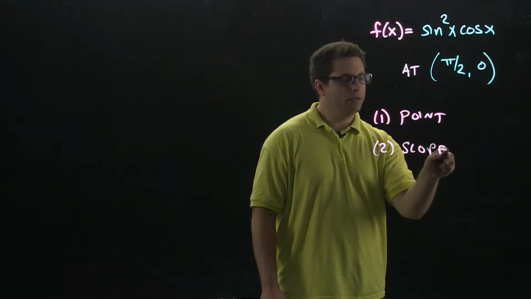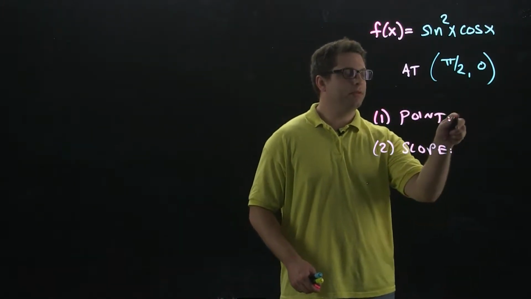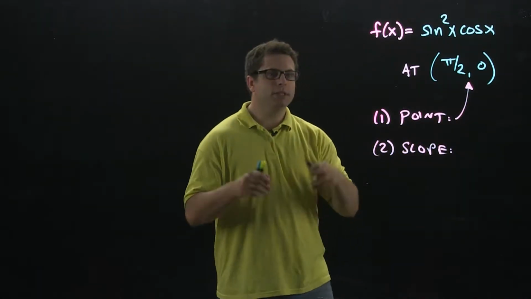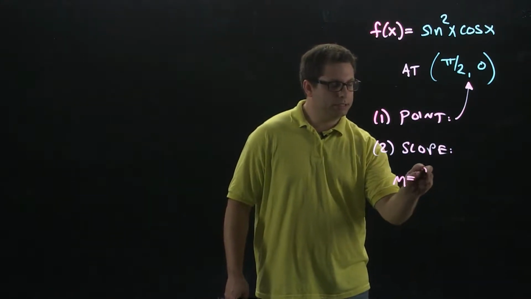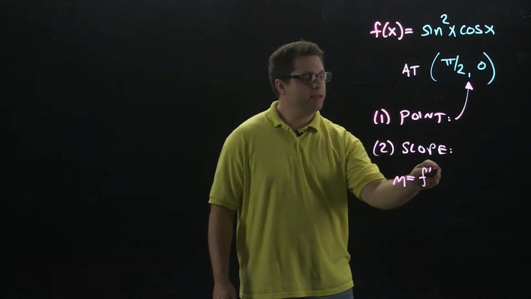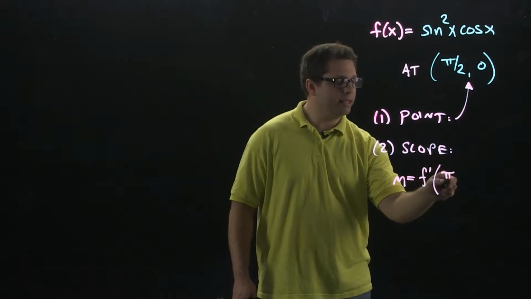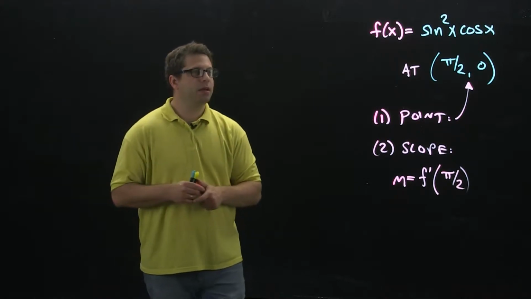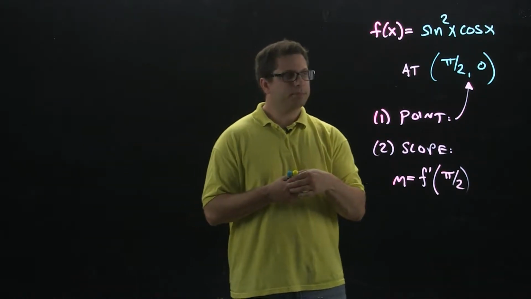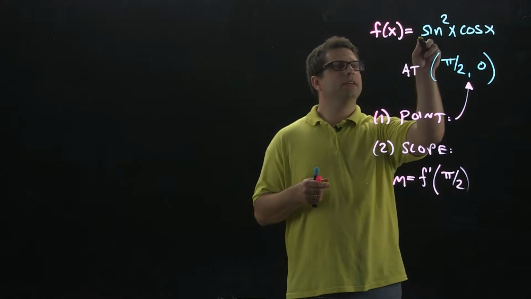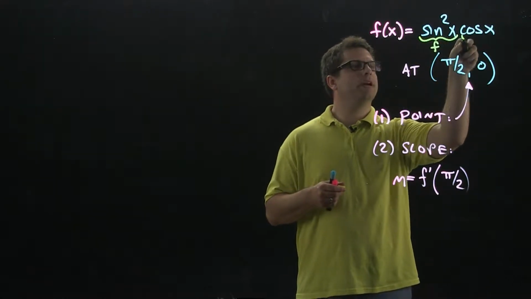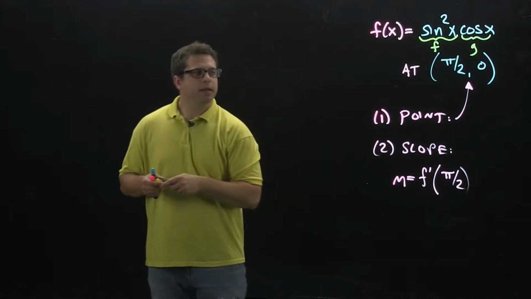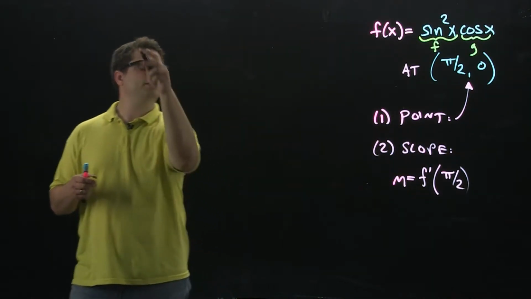Now, luckily, we are given the point already, which is right there. Now, to find the slope, that one's a little trickier. We need to first take the derivative of f, and then once we find the derivative, we're going to plug in the x value of pi over 2, and that will give us the slope. All right, let's take a look at the function here. It is a product of sine squared and cosine, so we're going to have to use the product rule. So let's go ahead and get started with that.